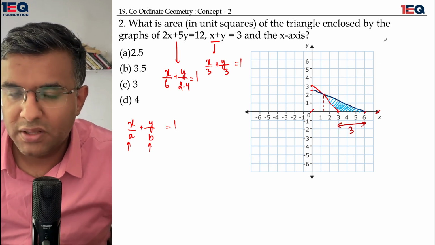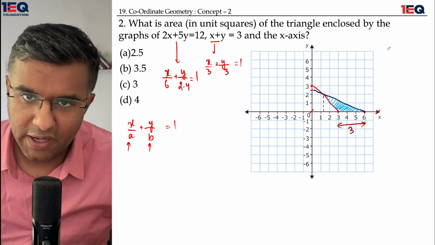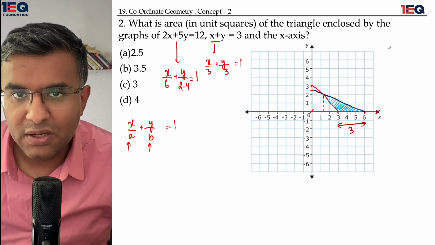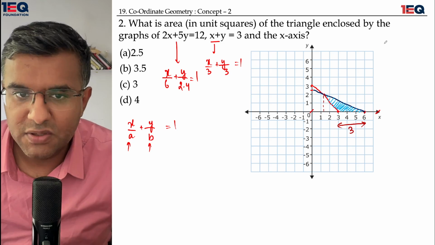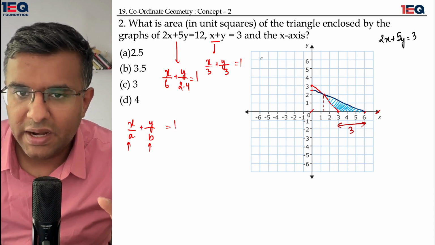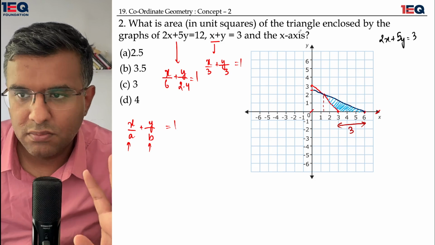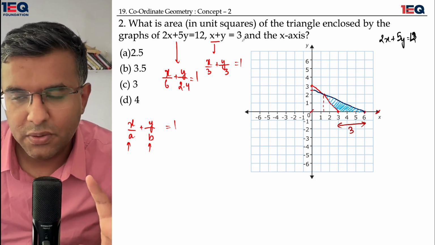As I've already told you, whenever lines meet up together, you have to solve the equation and get the coordinates of x and y. So we'll be doing the same thing over here. We'll be solving the two equations. The first one being 2x plus 5y is equal to 12, sorry, this is 12. Second being x plus y is equal to 3.